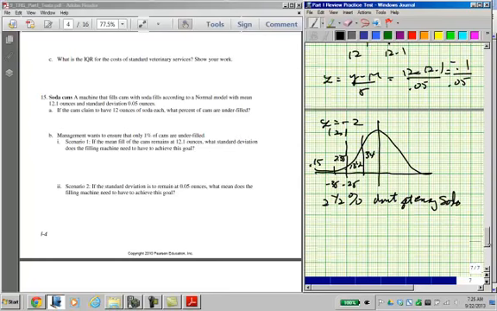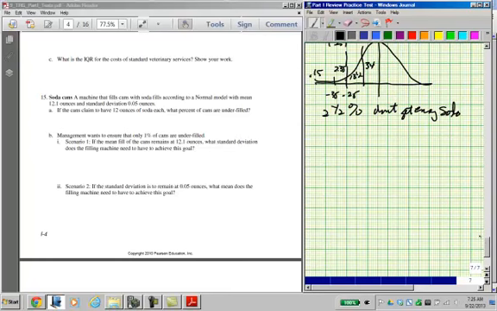Is that good or bad? Well, that's another question. Okay, so 2.5% are underfilled. Now, if you use the calculator, you'll get a slightly different number.